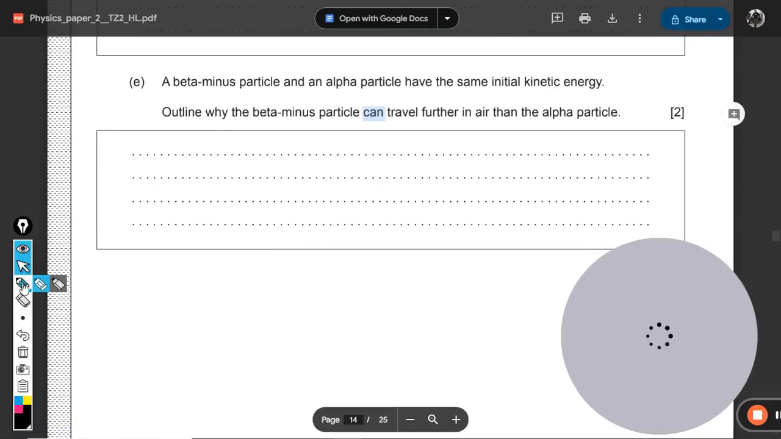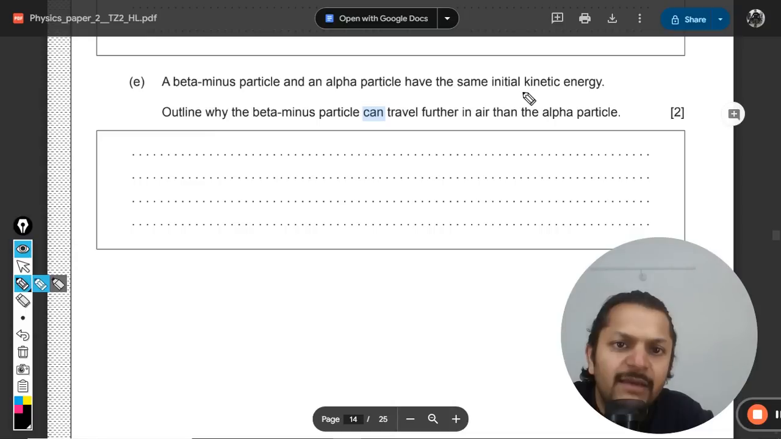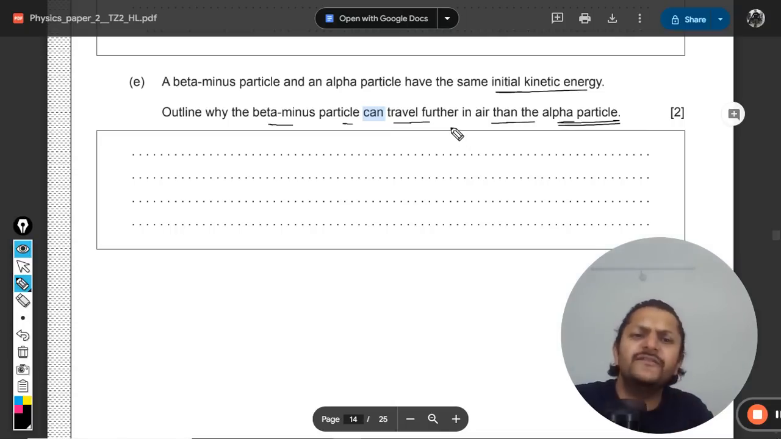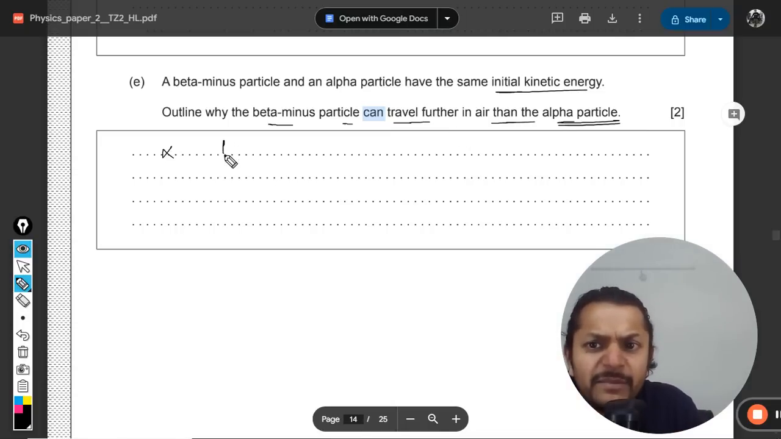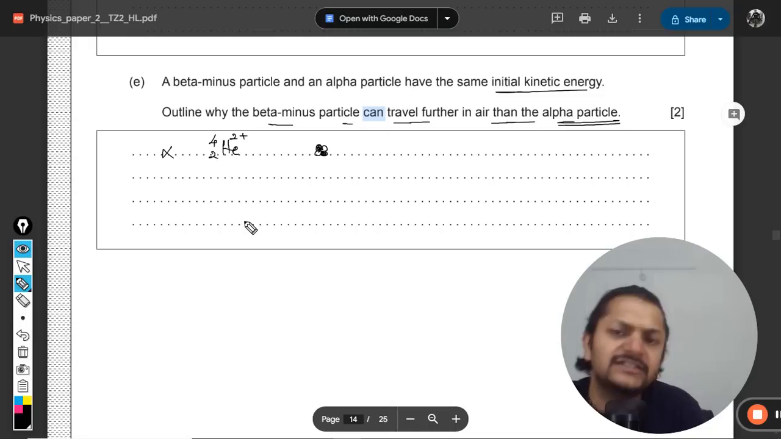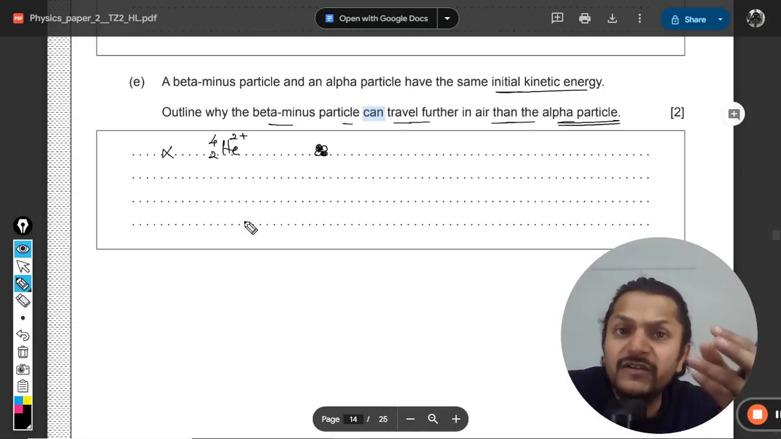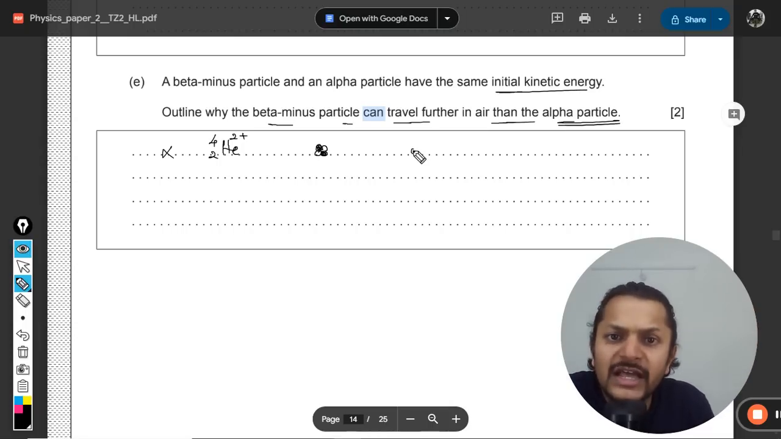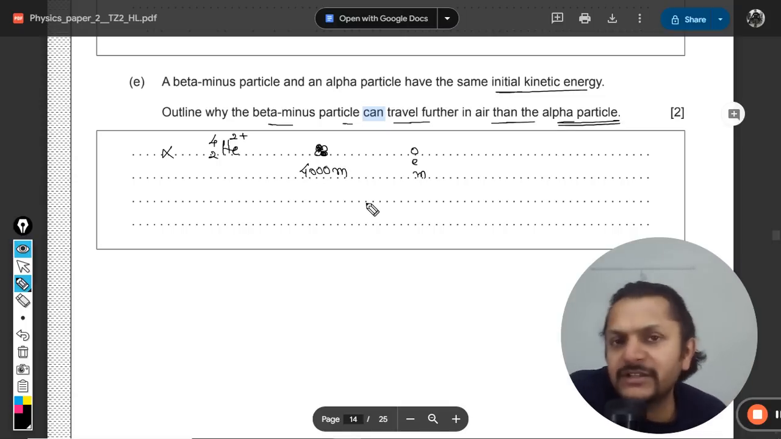A beta minus particle and an alpha particle have the same initial kinetic energy. Outline why the beta minus particle can travel farther in air than the alpha particle. Okay, the reason for this is clear, that the alpha particle is actually the nucleus of a helium atom. So the nucleus of a helium atom consists of two protons and two neutrons, which is kind of 4,000 times heavier than the electron, than the beta particle. 4,000 times, that is too much.